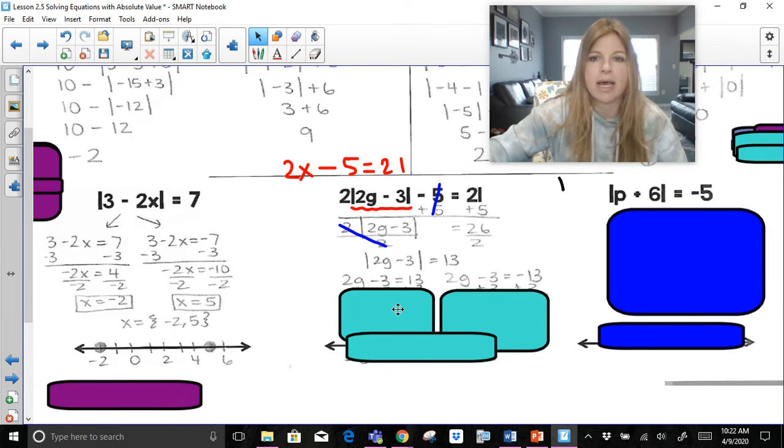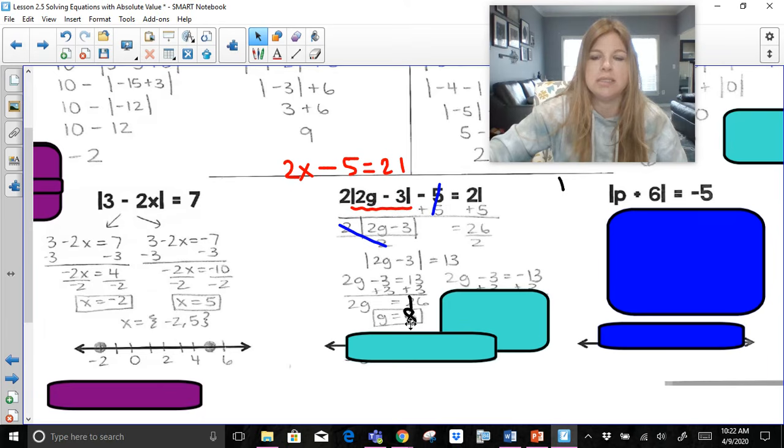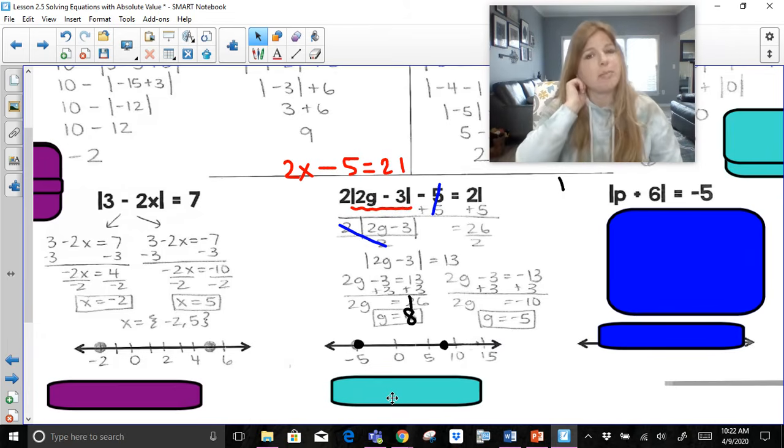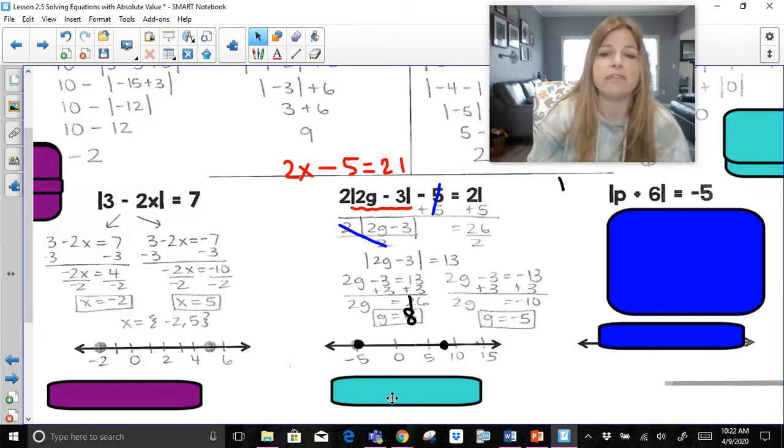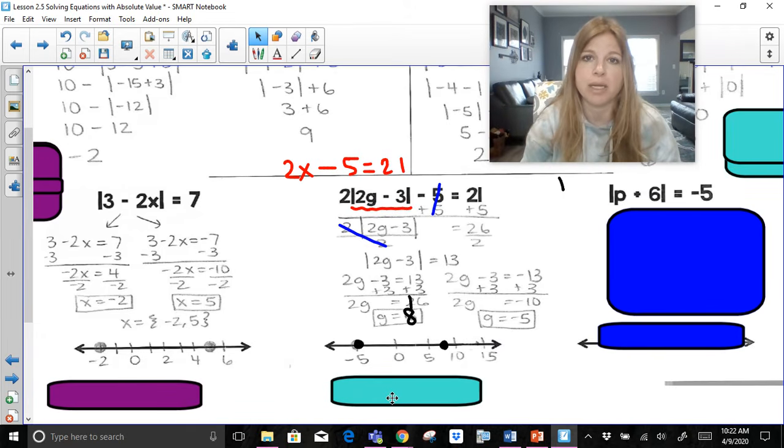Okay, let's go ahead and add 3 on both sides. Our first solution ends up being 8, because you get 2g equals 16, so g equals 8. Add 3 here, we end up getting negative 5. And then I plot my two solutions, negative 5 and 8, somewhere on an appropriate number line.